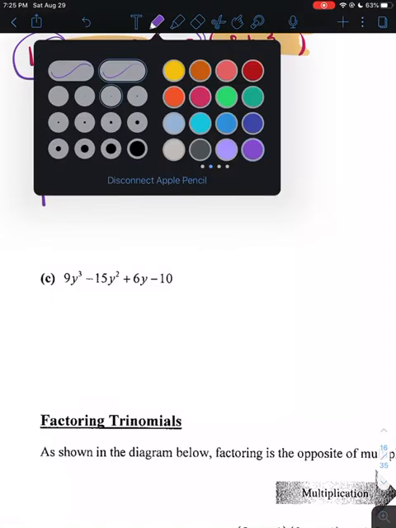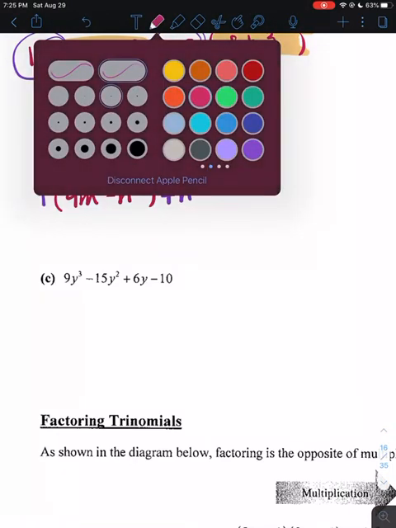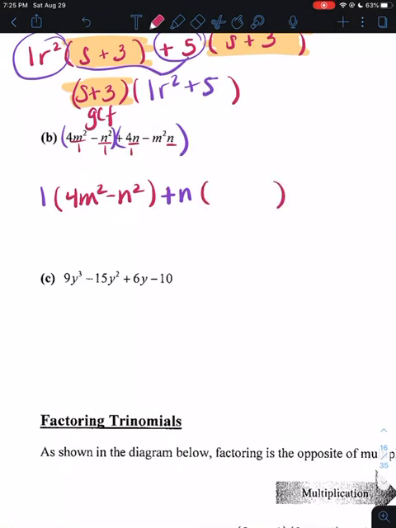And if I divide both of these by 1, you're just going to get what's in parentheses, which is 4m squared minus n squared. When I get to the next parentheses, the only thing I can factor out is a 1 and an n. They both have an n in common, so plus n. Let me put that in purple. And when I divide both of these by n, I'm left with a 4 minus m squared.